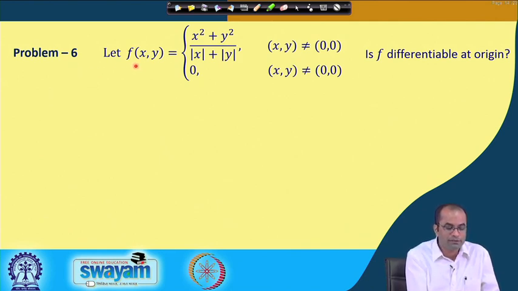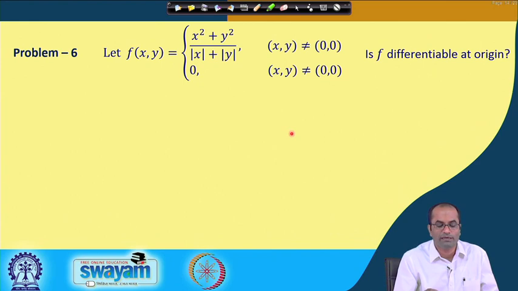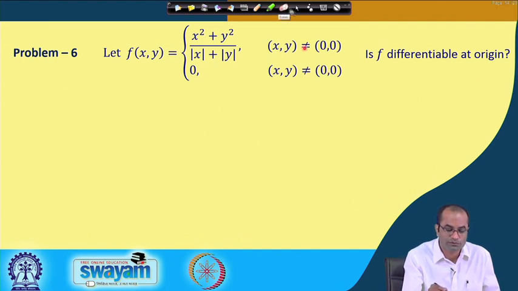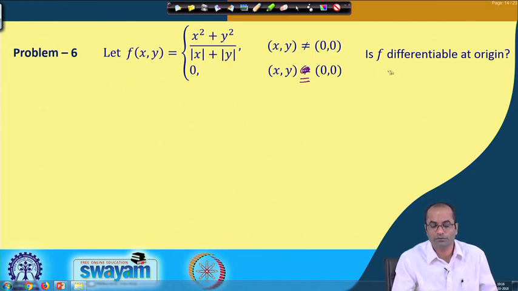The last example here, we take f(x,y) equal to (x squared plus y squared) divided by (absolute value of x plus absolute value of y) when (x,y) is not equal to (0,0), and the value is 0 when (x,y) equals (0,0). So, there is a mistake here, this should be equal to (0,0). So, we will check whether this function is differentiable at the origin.